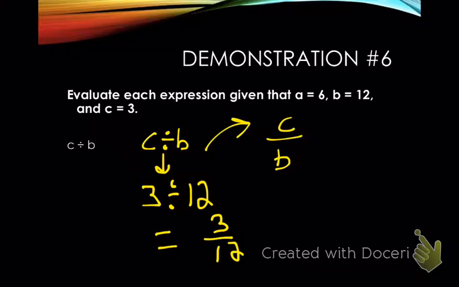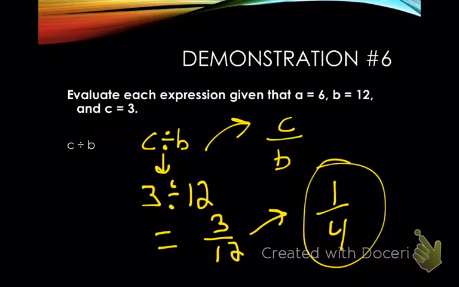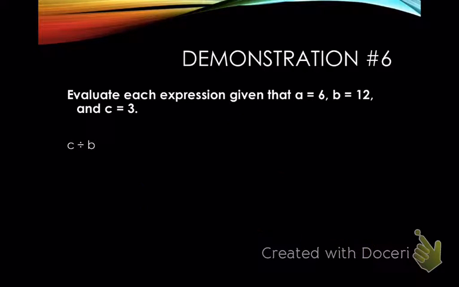And this one's a little hard because 3 can't be divided by 12, but it can be simplified. So those of you that are a little bit higher, you can simplify this, and that's actually 1/4. Okay, so that one makes it a little bit more tricky. They tried to make that one hard. See, 3 divided by 12. All right, moving on.